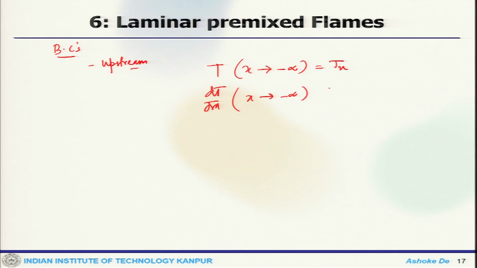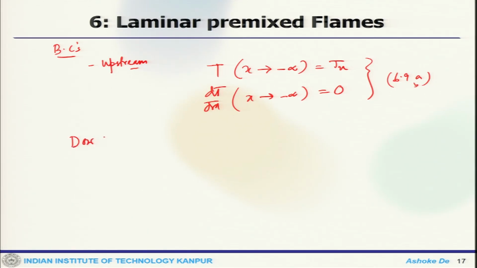At the upstream, as x tends to negative infinity, T is T unburnt, and the gradient, as x tends to negative infinity, is 0. Now, that is the upstream.